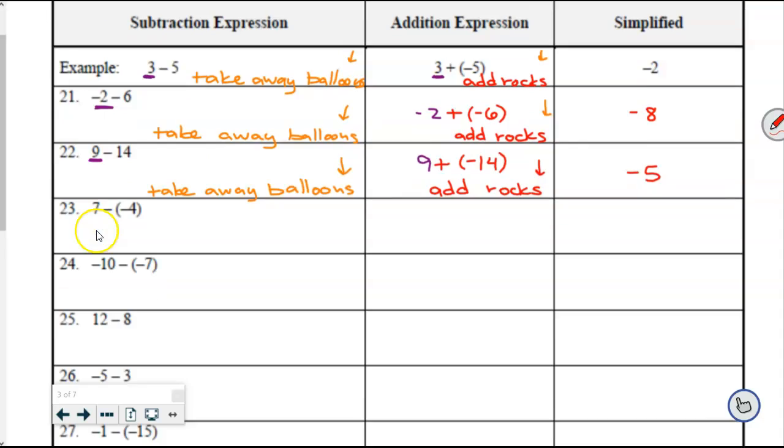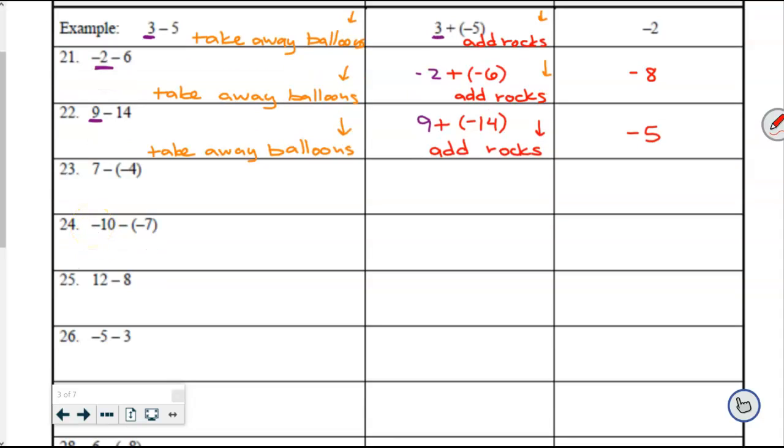Now we're switching things up. Number 23. Still a takeaway problem, but what's after the subtraction sign? What is it that I am taking away? A negative 4, which means this time I'm taking away rocks. If it's a negative, that means I'm taking away rocks. When I take away rocks, what's happening to that basket? Up.